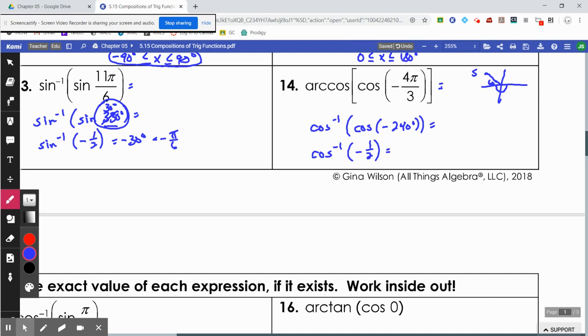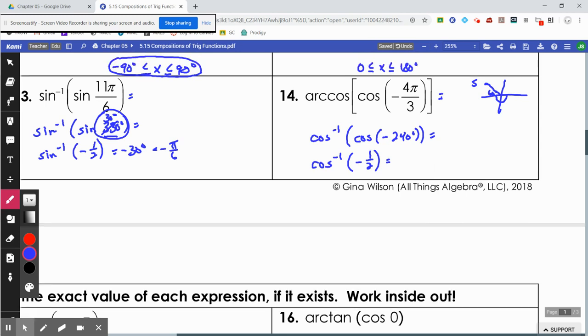Again, inverse cosine is going to return an angle between 0 and 180. So when you do the inverse cosine of negative 1/2, it's going to, again, return the same second quadrant angle. However, it's going to return the value that's between 0 and 180, which is going to be 120 degrees, or that's going to be, let's see, pi over 3, that's 60, so 2 pi over 3. So either one of those answers are fine.